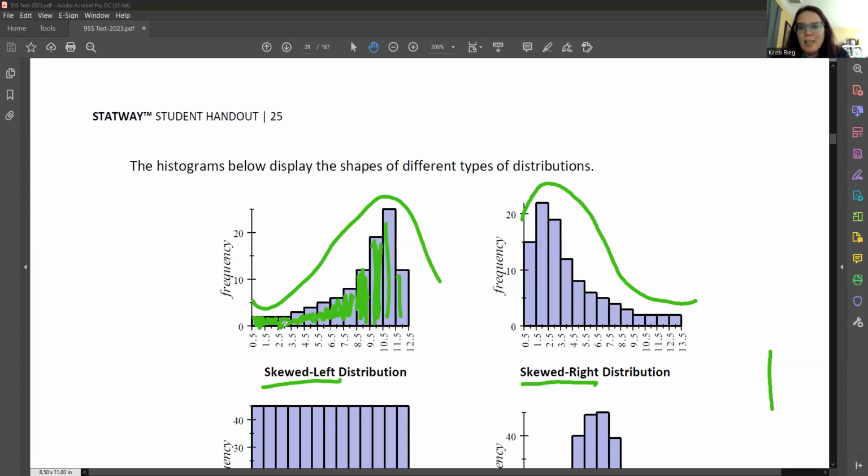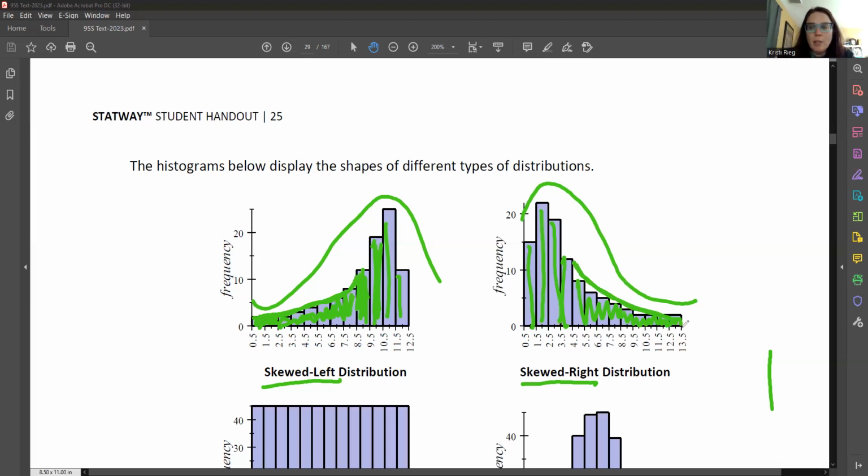This other picture is the exact opposite of everything I said. These smaller values like 1, 2, 3 have the tallest towers. They have the highest frequency. Then as we go to the right, it's smaller and smaller, less frequent. Even though the data values are bigger, the frequency is smaller. Whichever way the tail goes, whichever way it stretches out, that's the way it's skewed. This one stretches out to the left, so that one's skewed left. This one stretches out to the right, so that one's skewed right.